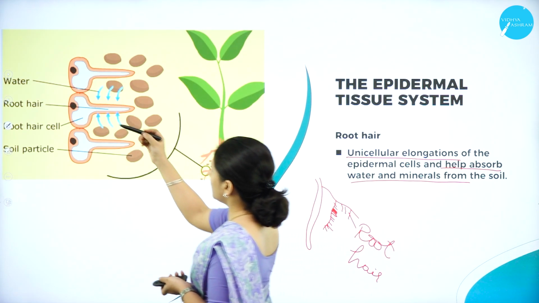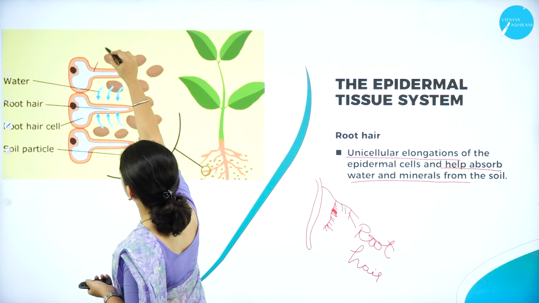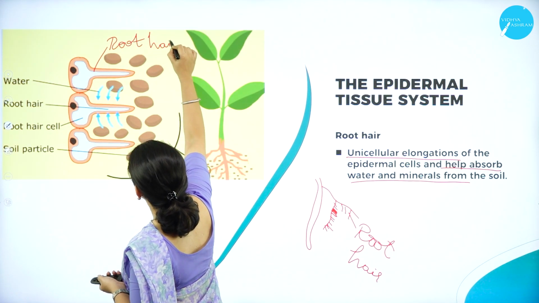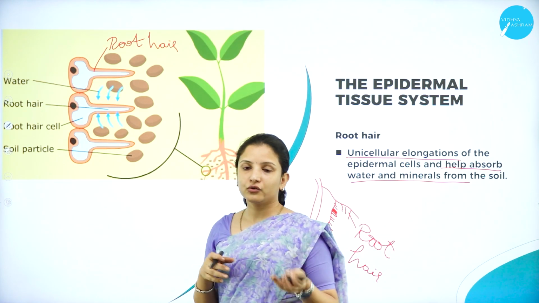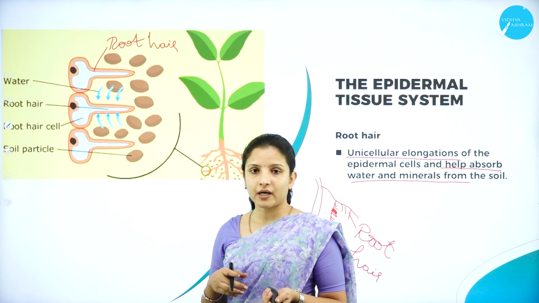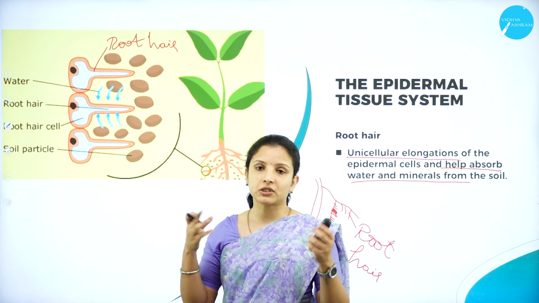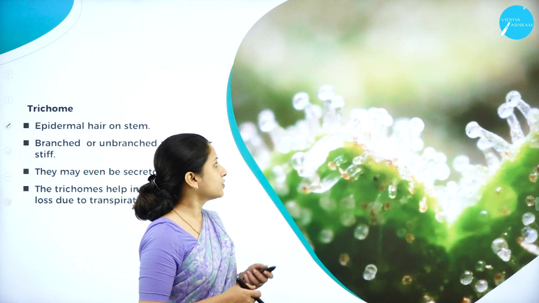So as you can see here, these are the roots and they have just shown the root hairs. So this is a root hair that is present. These root hairs actually help in absorbing the water and the nutrients that are present in the soil particles and transporting them to the roots, and from the roots they are transported to different parts of the plant body. So this is about the root hair.